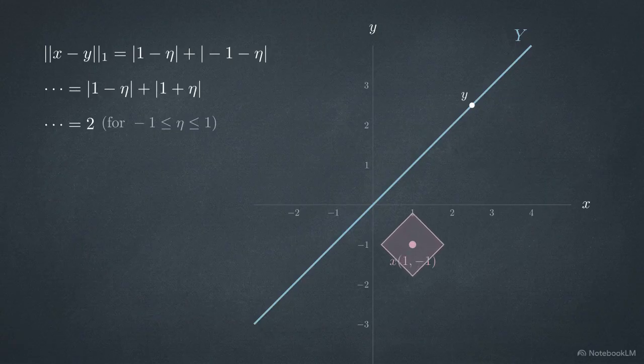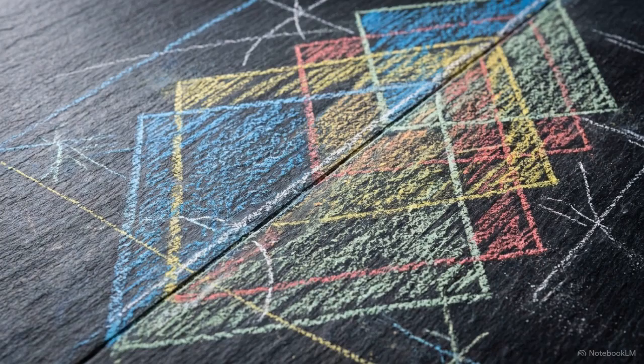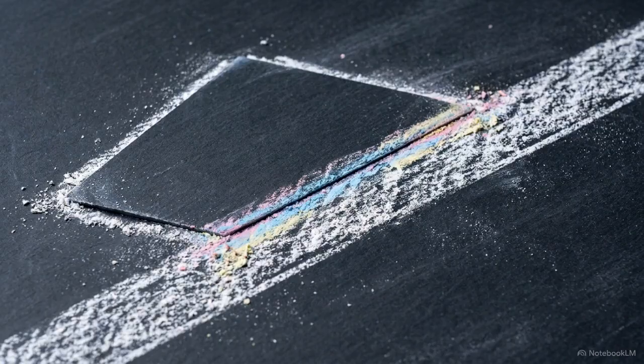Visually, as the L1 distance grows, it forms an expanding diamond. When the distance reaches 2, the diamond's flat upper left edge perfectly aligns with the diagonal line y. Because an entire edge of the L1 diamond touches the subspace simultaneously, every single coordinate on that segment is exactly a distance of 2 away. We have generated infinitely many best approximations.